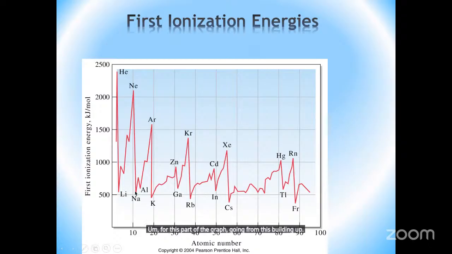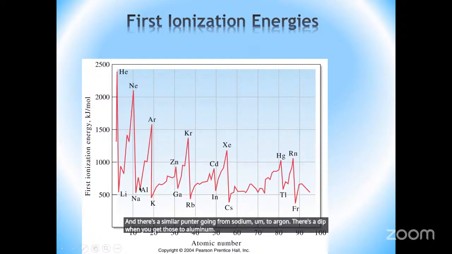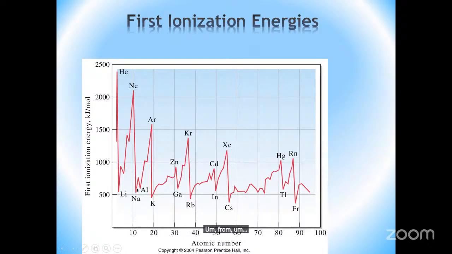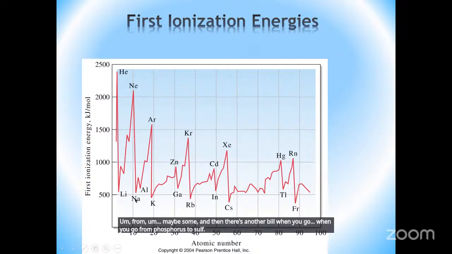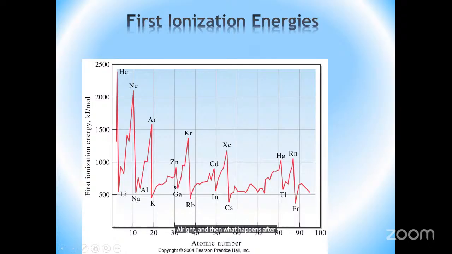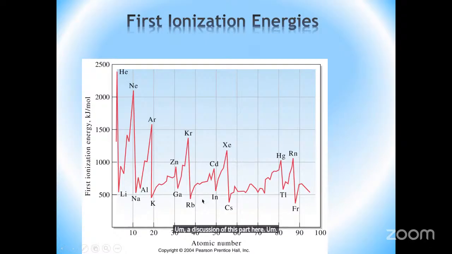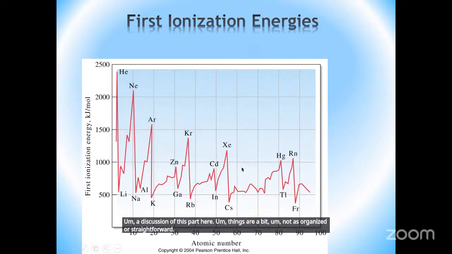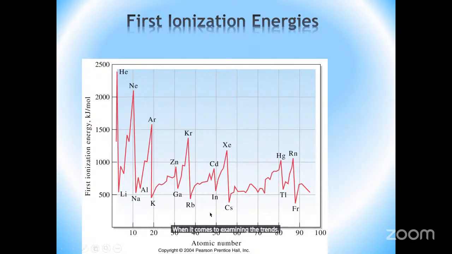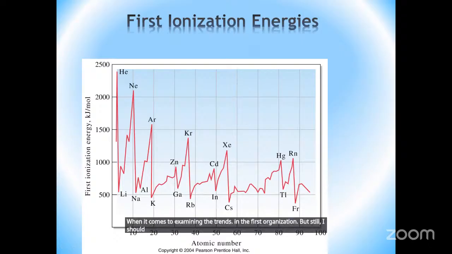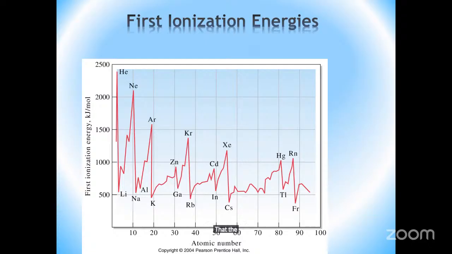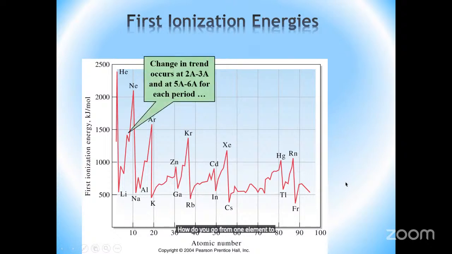And there's a similar pattern going from sodium to argon. There's a dip when you get down to aluminum from magnesium, and then there's another dip when you go from phosphorus to sulfur. All right, and then what happens after that? It's more confusing. We won't get into a discussion of this part here. Things are a bit haywire, not as organized or straightforward when it comes to examining the trends in the first ionization energy. But still, I should say and reiterate that the general trend is an increase in the first ionization energy as you go from one element to the next. All right. Okay.